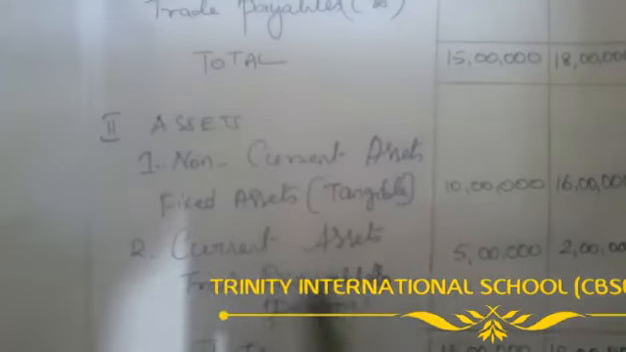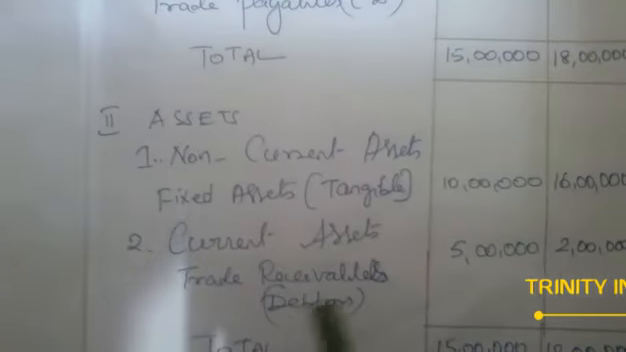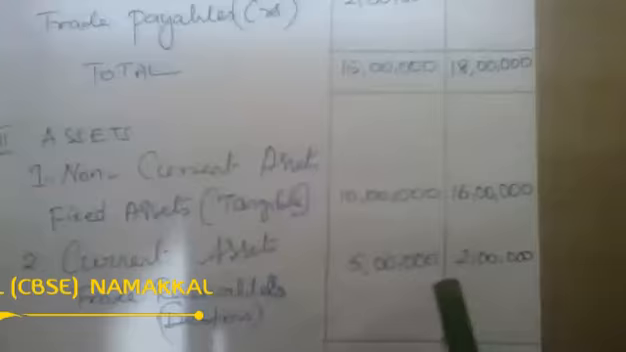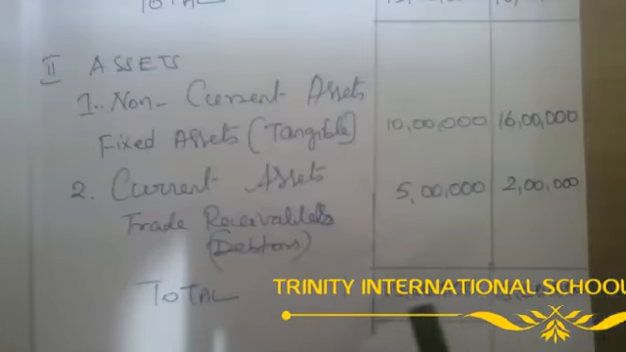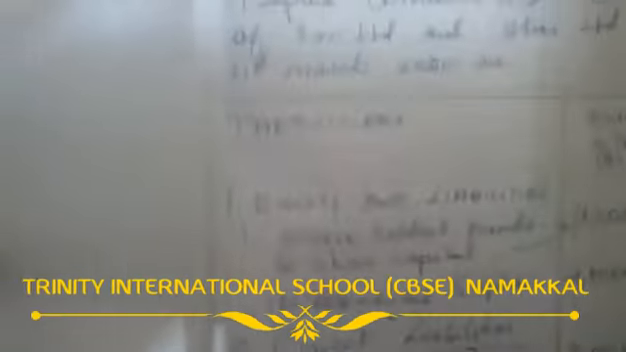Similarly, our current assets, trade receivables, are coming under debtors. Okay, 5 lakhs and 2 lakhs. So the total here also is 15 lakhs and 18 lakhs. That's our problem, the same problem. So we have to write how to prepare a common size balance sheet.